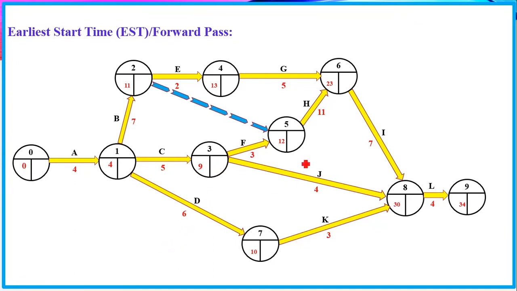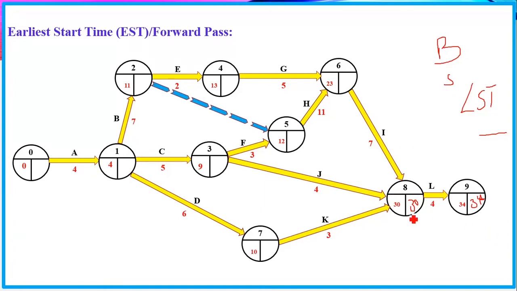The next thing is the LST, and like we said, it is the latest start time, and to get the LST you use what we call backward pass. We start from the end, moving backwards. So to get the LST you have to start from this point. You start with 34, then for LST we minus. So 34 minus 4, it will take you to 30. Then unlike the EST where we pick the largest, for LST we go for the smallest.